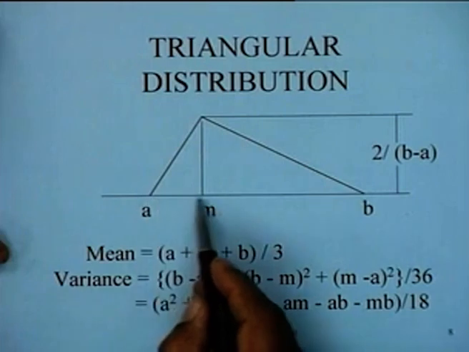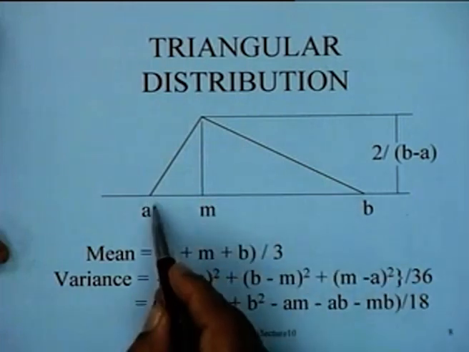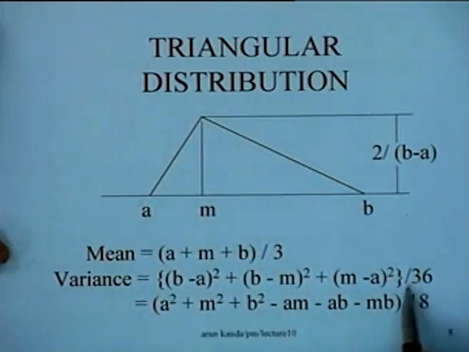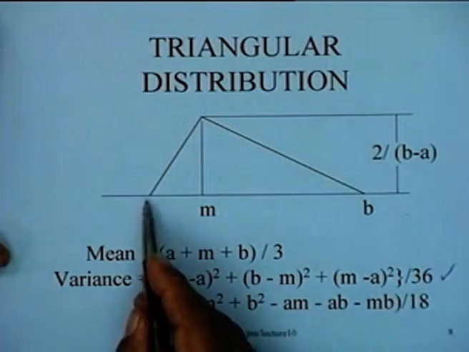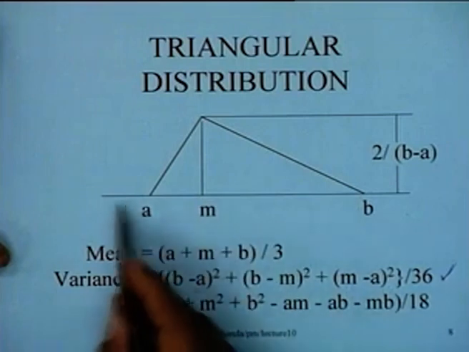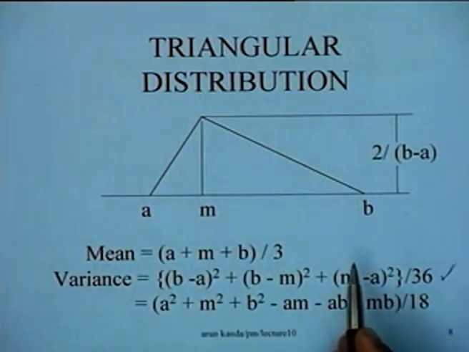So basically these intervals 1, 2 and 3, squares of these divided by 36, or you can simplify this expression if you like to write a square plus m square plus b square minus am minus ab minus mb divided by 18. Of course, this particular form is much more convenient for computation, because all one has to do is get this interval, and the total interval, square it up and get the values.